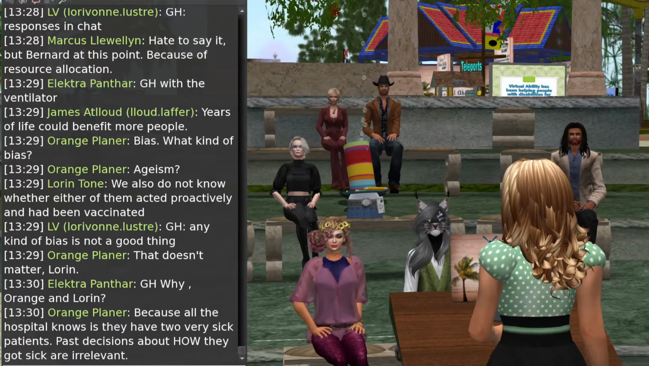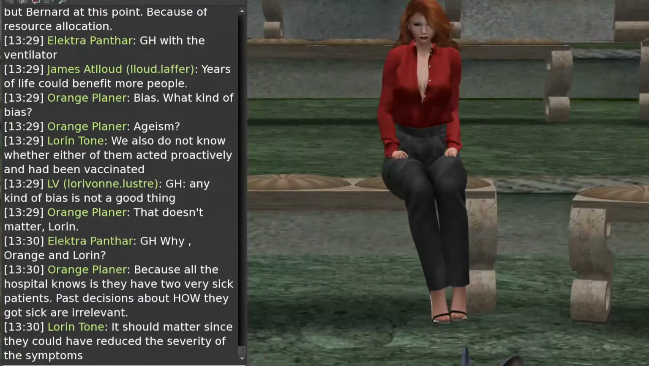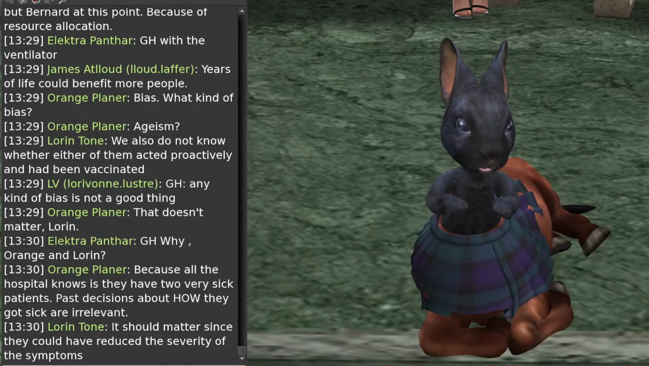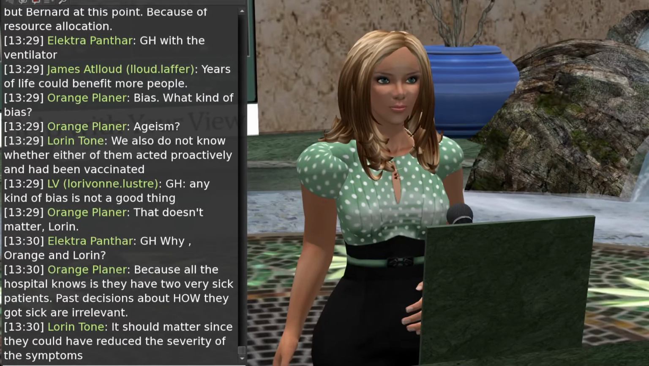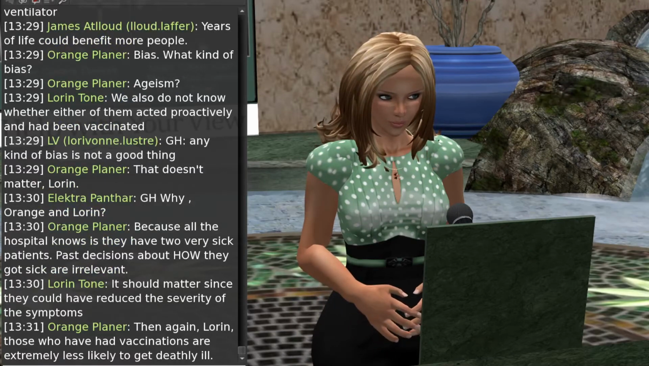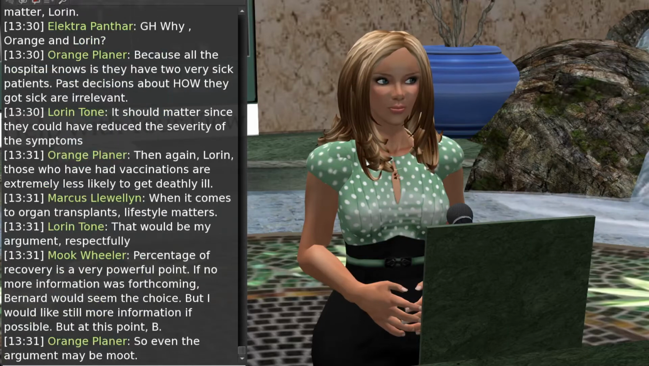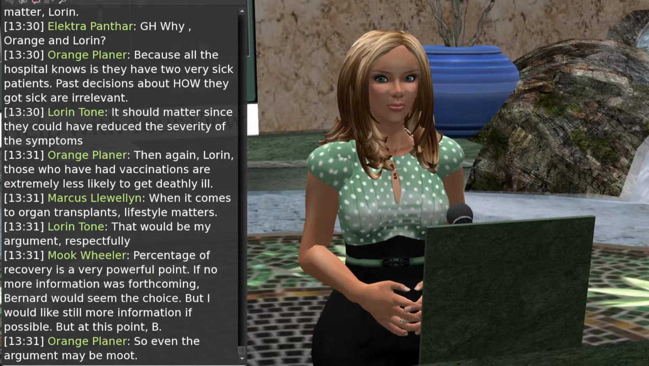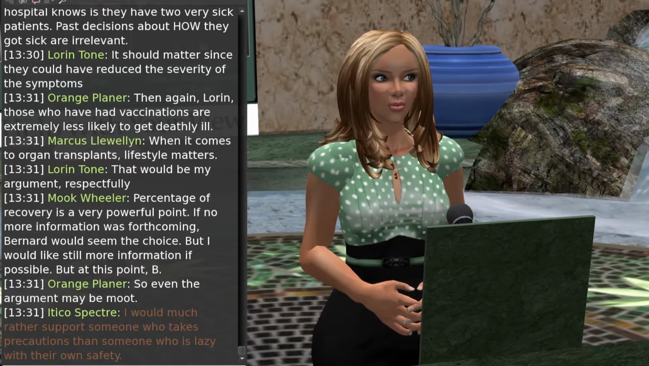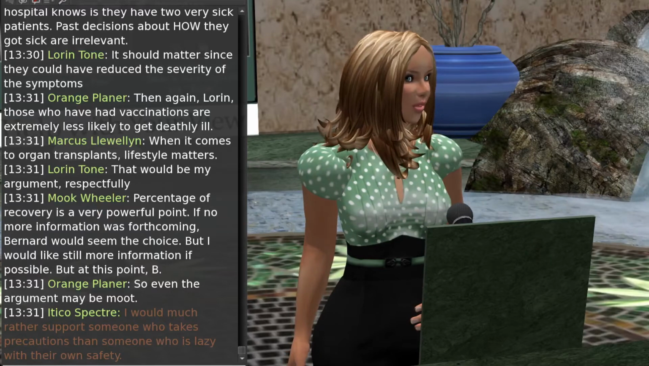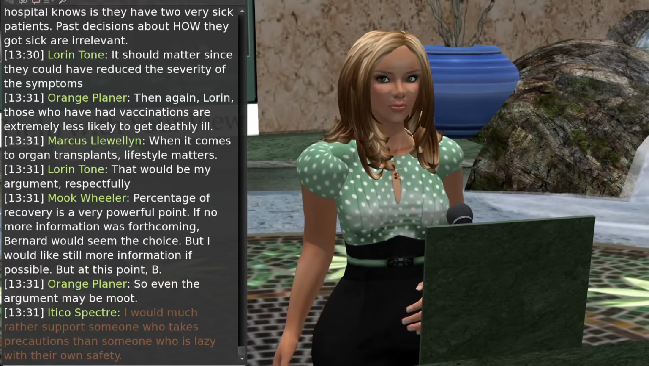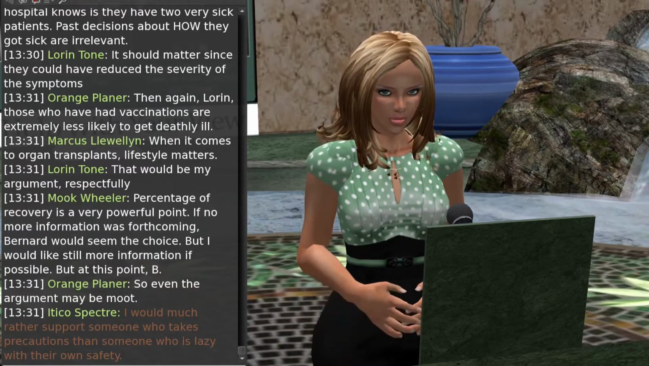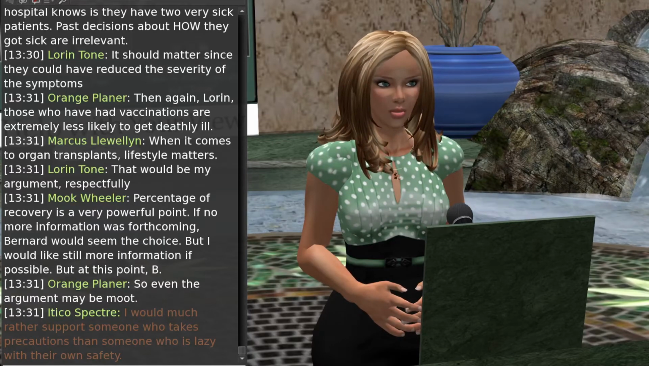Orange says that it shouldn't matter because all we know is we have two very sick patients. Past decisions about how they got sick are irrelevant. And Lauren says it should matter since they could have reduced the severity of the symptoms, so putting some responsibility on Adrian and Bernard. Marcus says when it comes to organ transplants, lifestyle matters. Luke says percentage of recovery is a very powerful point. If no more information is forthcoming, Bernard would seem the choice, but she still wants more information if possible, but at this point she's choosing B. Idiko says he would much rather support someone who takes precautions than someone who's lazy with their own safety.